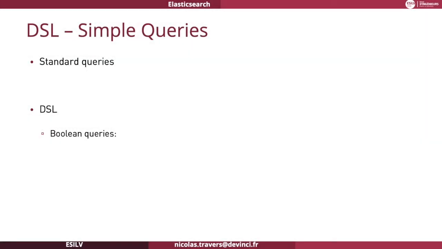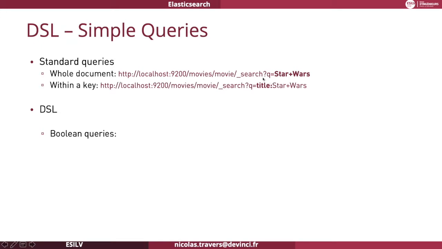The DSL, we'll look at the simple queries. So the standard queries can be directly pushed to the search service, and with this search service we can search for the word Star Wars directly. We can say, for instance, that the word can be embedded directly on the key of the JSON file.